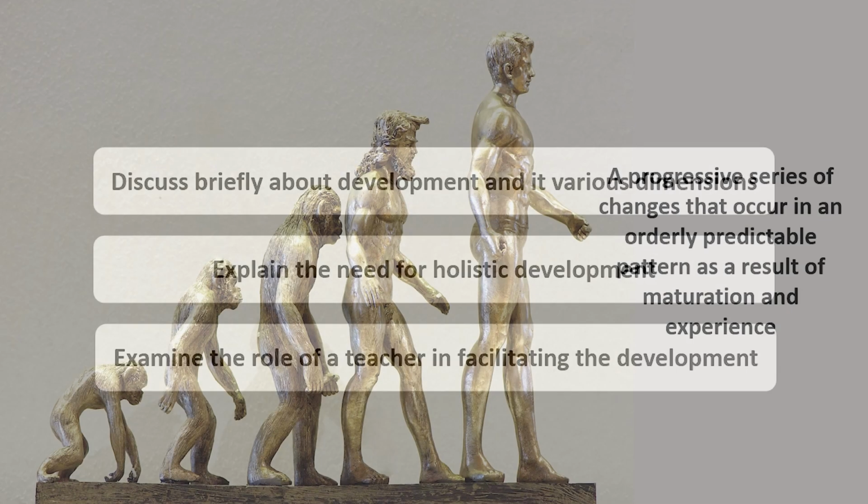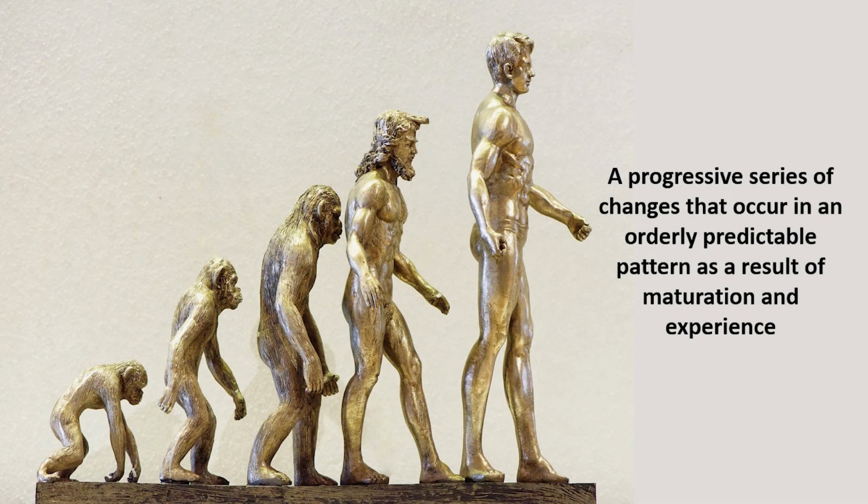See, as you all know, development is a process which involves a series of progressive changes that occur in an orderly and predictable pattern as a result of maturation and experience. So when I say that it is an orderly series, it means the development follows a certain pattern, right? But this pattern comes out as the result of maturation. Therefore, any change which happens as a result of development is relatively permanent in nature.